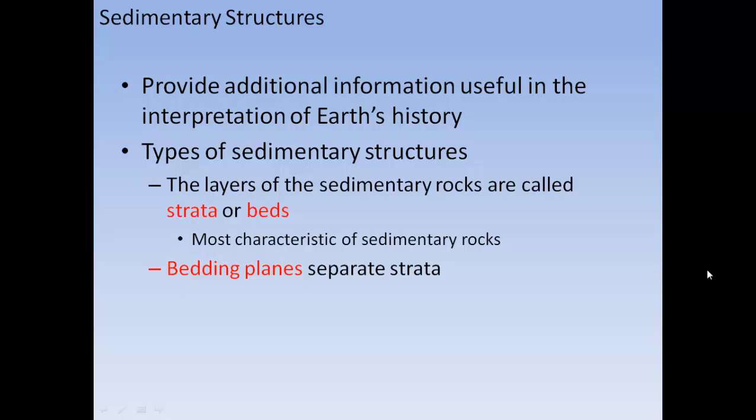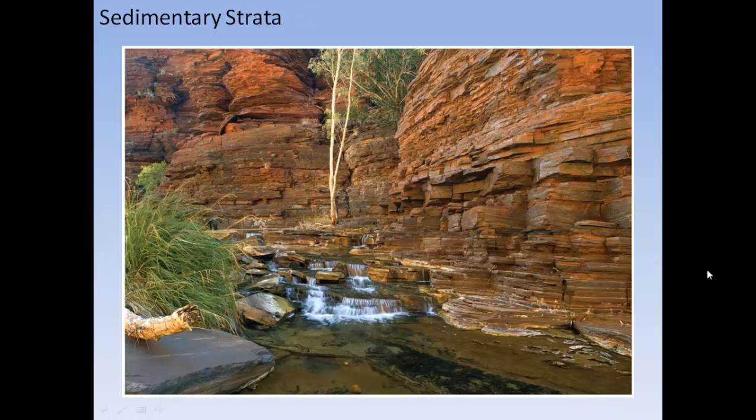Types of sedimentary structures we may see. The layers of sedimentary rocks are called strata or beds. Most characteristic of sedimentary rocks. Bedding planes are lines that separate the strata. So here we have strata. These are strata, the layers, and the bedding planes are the lines between the layers.